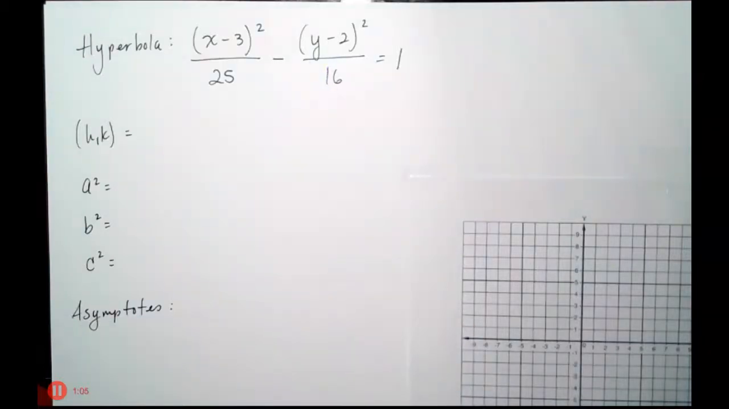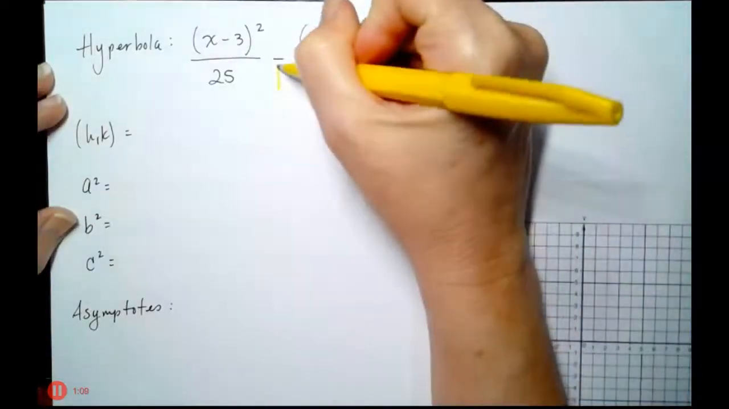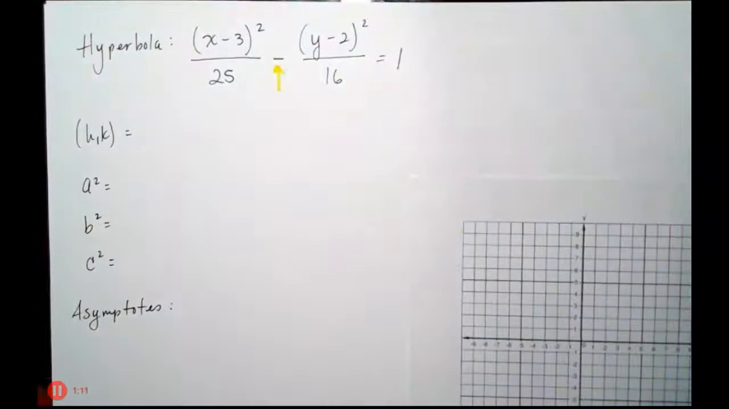And let's go ahead and highlight that first big difference from the ellipse. The ellipse is a sum. The hyperbola is a difference.